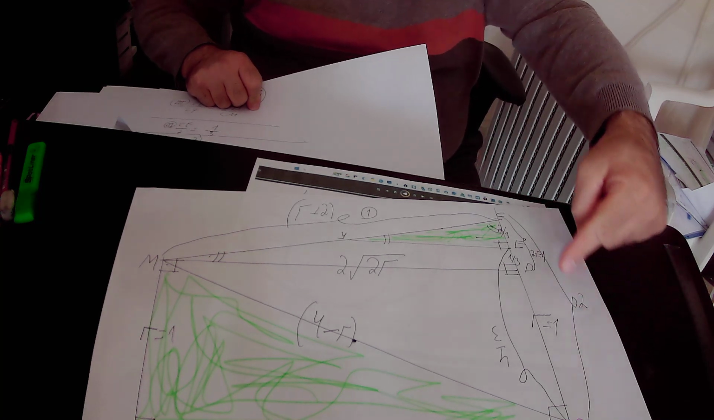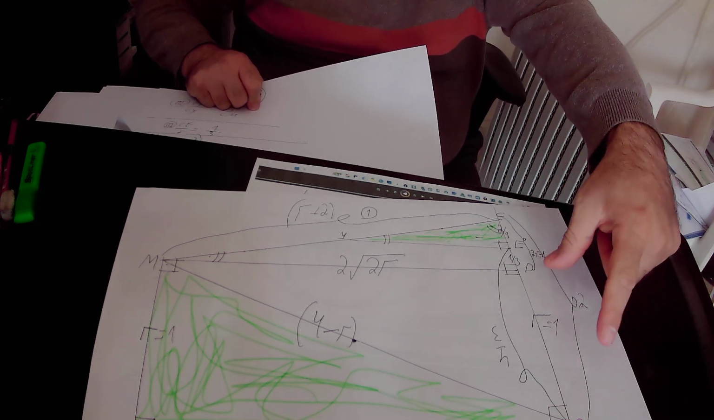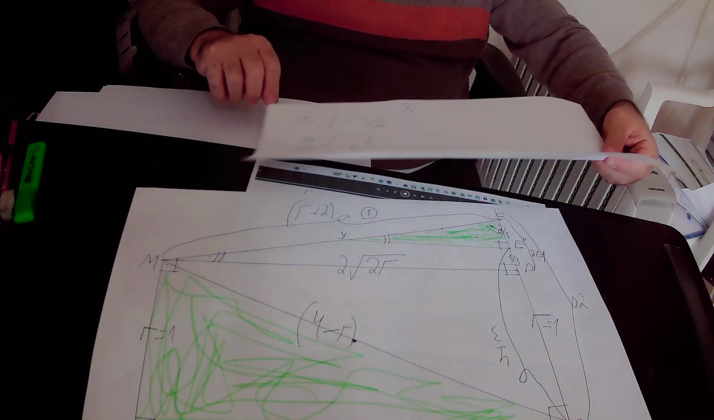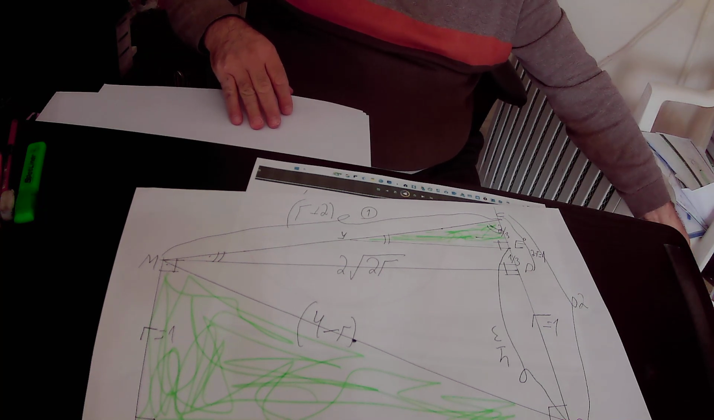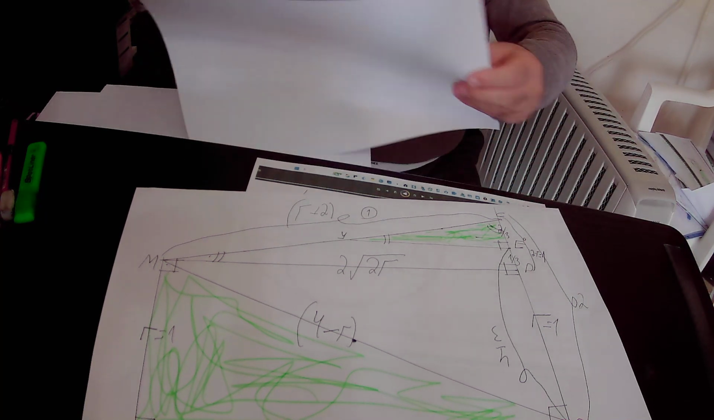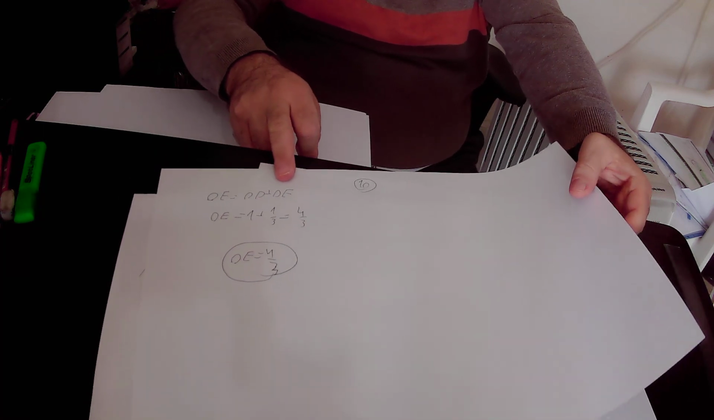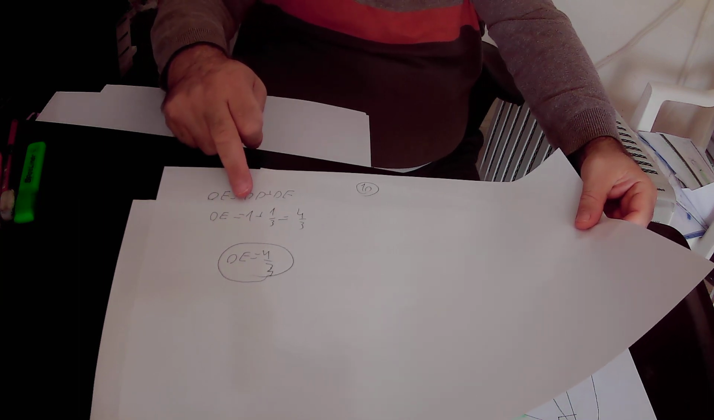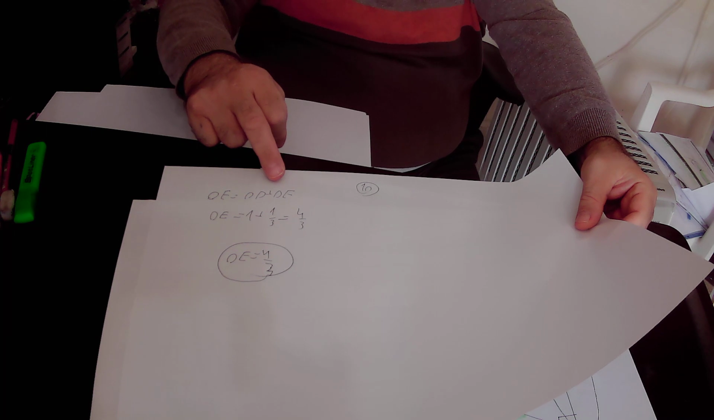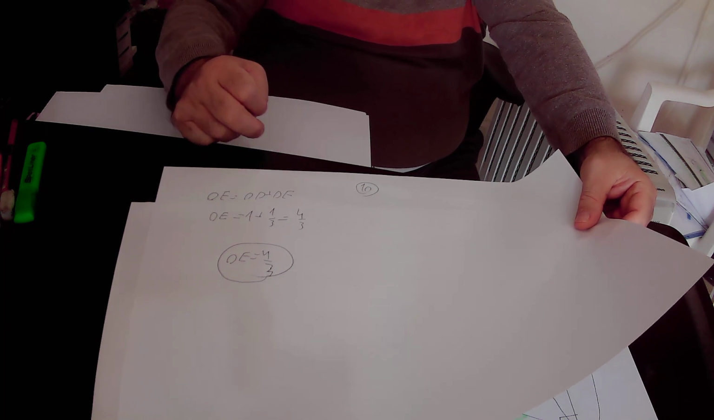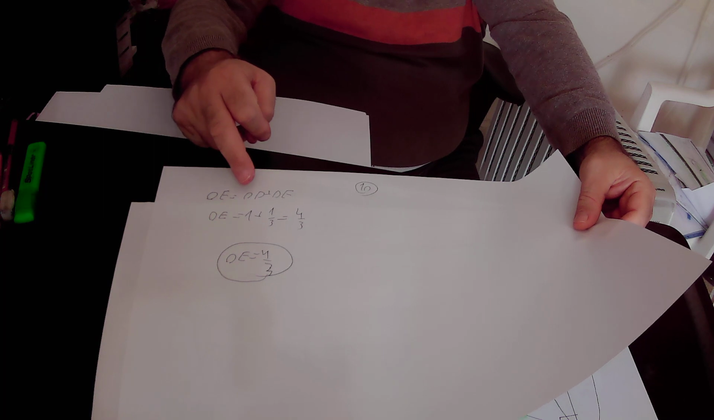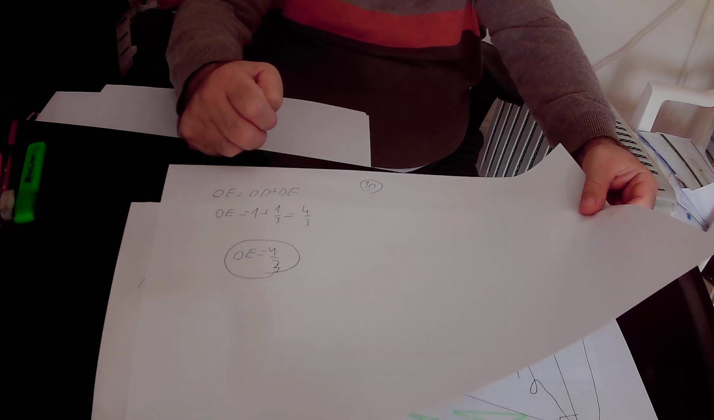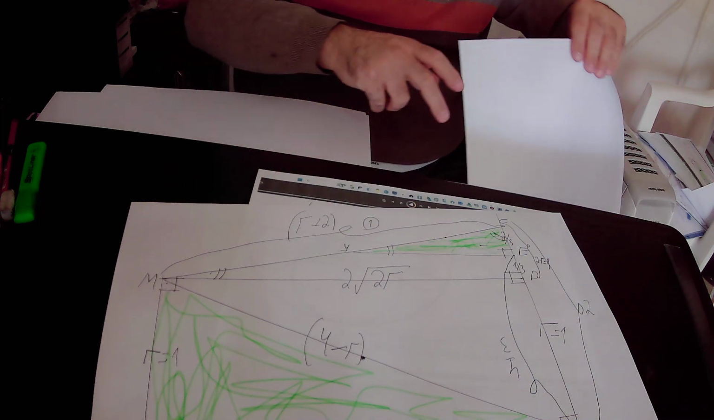And what is the value of OE? The value of OE equals OD plus DE. OD equals 1, it is the radius of the small circle, and we already found out that DE equals 1/3. In total, we found out that OE equals 1 plus 1/3. That is to say, OE equals 4 over 3 units.